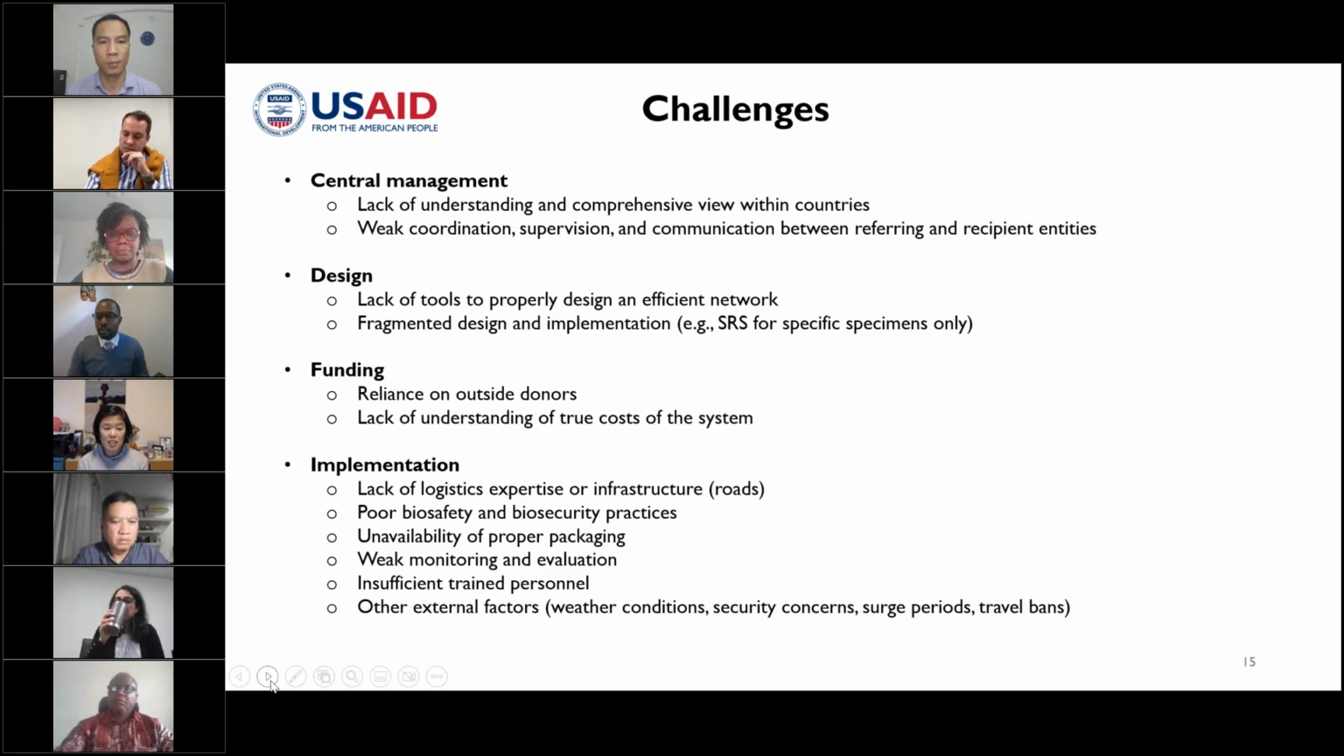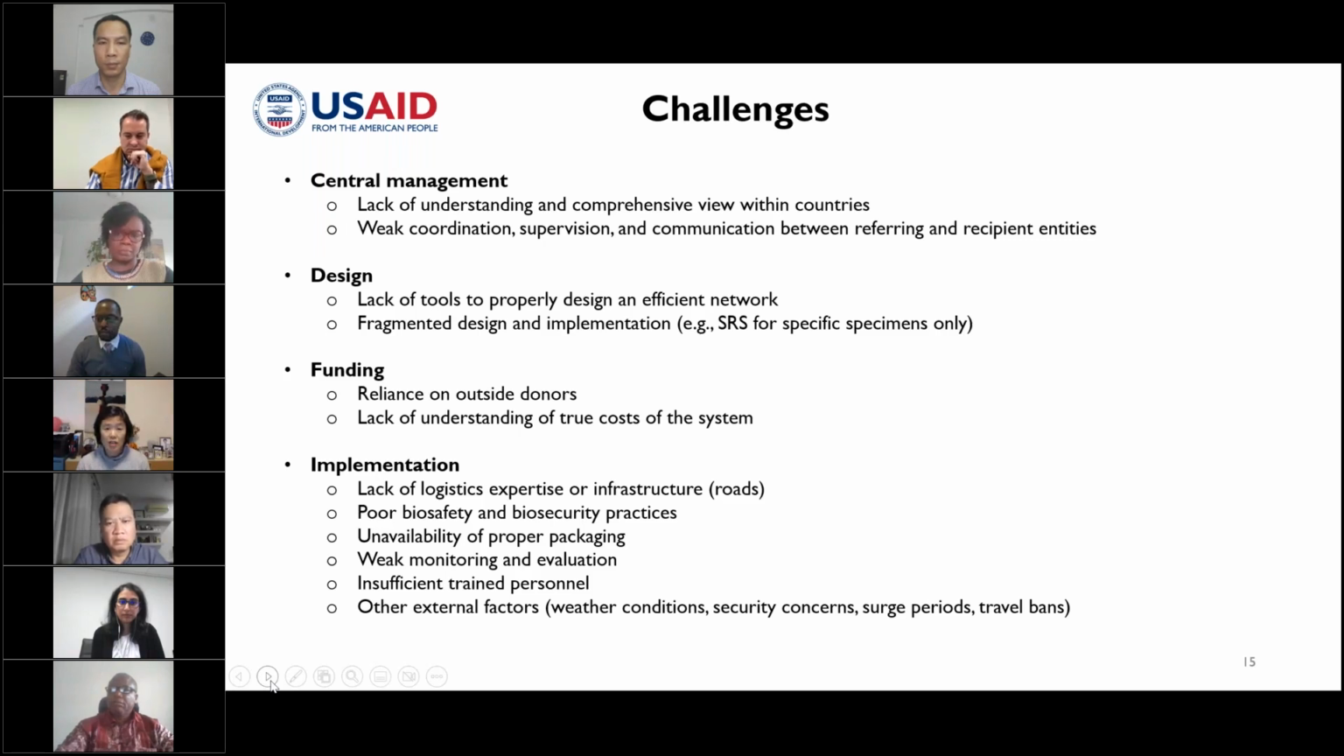And then in terms of implementation, these are complex logistics systems. There are a lot of challenges around implementing. Having the right expertise, having very difficult infrastructure or lack of infrastructure in some countries.